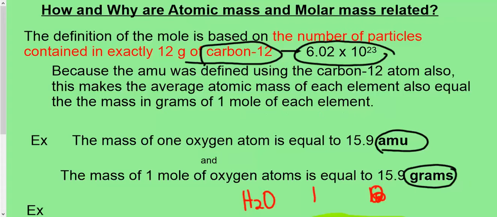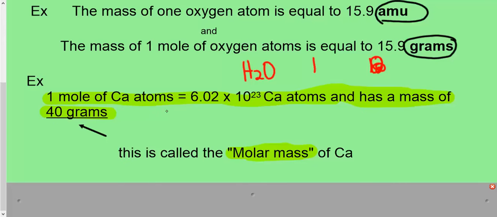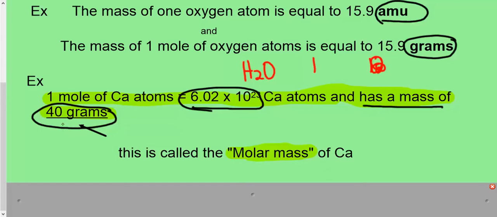For example, 1 mole of calcium atoms is equal to 6.02 times 10 to the 23rd calcium atoms. By definition, 1 mole of anything is that number. But we can find the mass of 1 mole of calcium atoms from the periodic table. If you look at calcium, you'll see 40 grams underneath it. That is called the molar mass of calcium, the mass of 1 mole of calcium. So 1 mole of calcium has a mass of 40 grams and contains 6.02 times 10 to the 23rd calcium atoms. That's an important concept to understand.